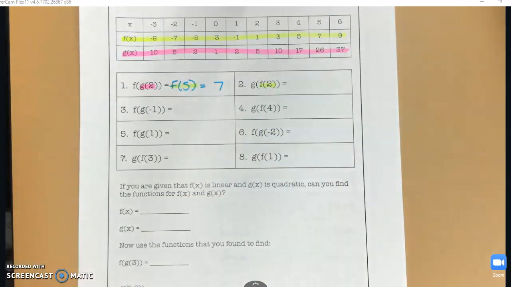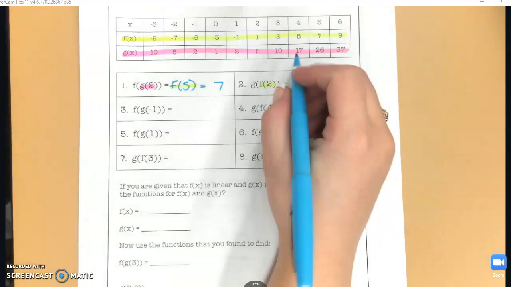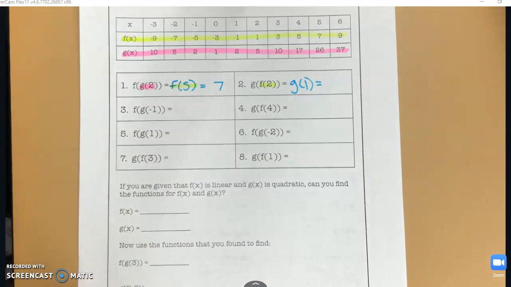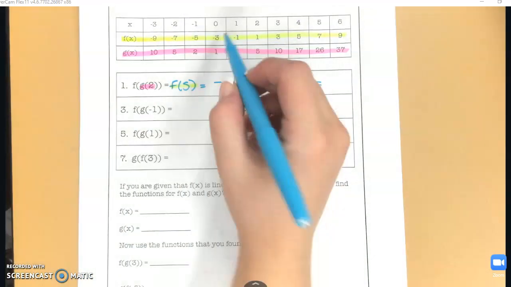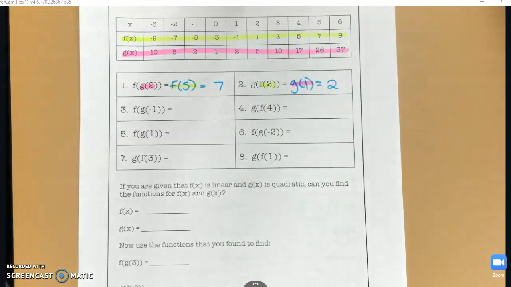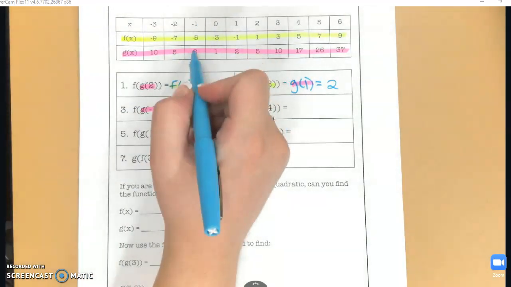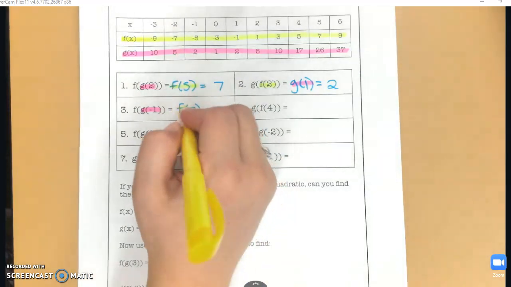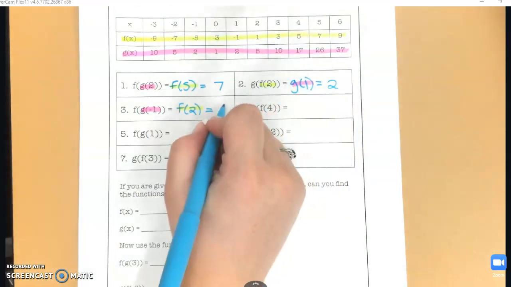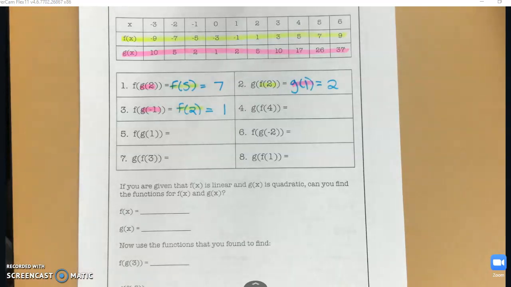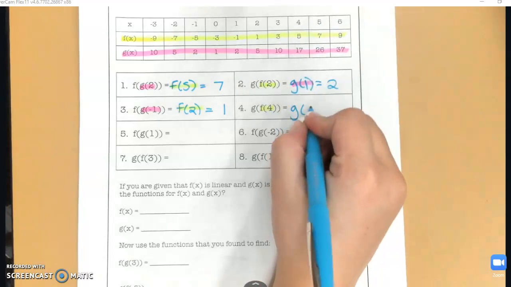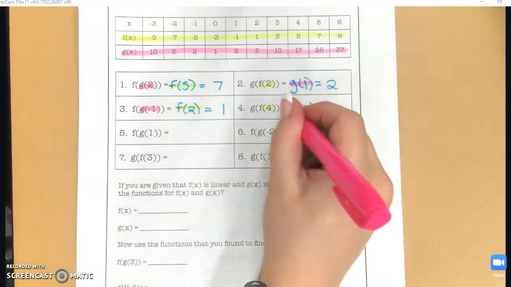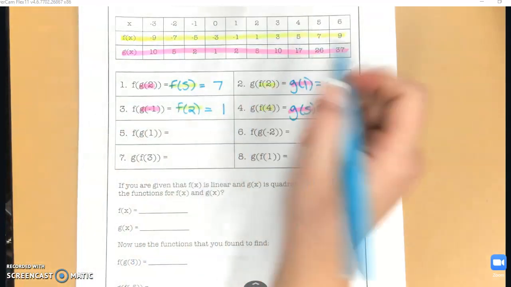Then on number 2, on my inside, I'm looking for f of 2. When x is 2, our output is 1. So I'm now looking for g of 1 on my pink row, which is here, and my output is 2. On to number 3. On the inside, I've got g of negative 1, which is 2. So I'm now looking for f of 2, which is 1. On number 4, f of 4, that is 5. So I'm looking for now g of 5 on my pink row. And that's going to be 26.